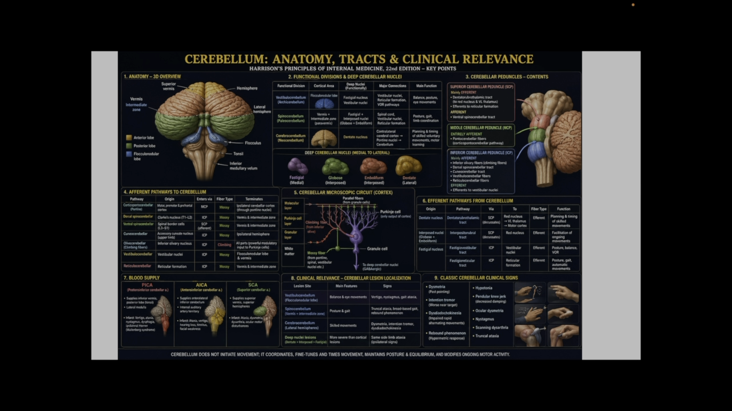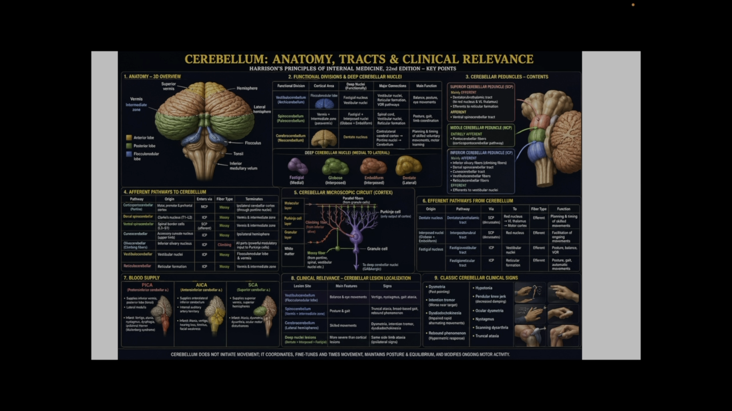Inferior cerebellar peduncle, mainly afferent fibers; middle, entirely afferent; superior cerebellar peduncle, efferent fibers. So what are the different nuclei from medial to lateral? Fastigial, globose, emboliform, dentate: FGED.